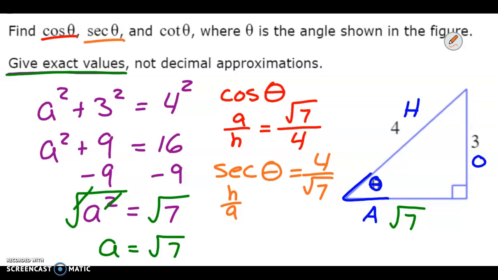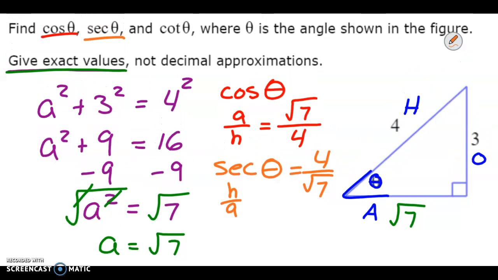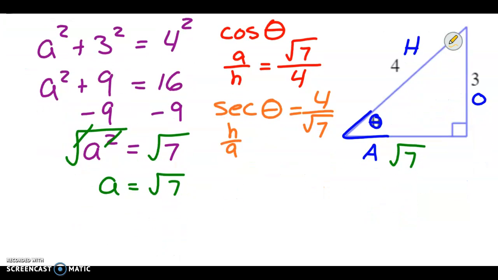And then finally, scroll down just a little bit here. We're looking for cotangent of theta, which is going to be that adjacent over the opposite. And that's going to end up being the adjacent, root 7, over the opposite side, 3.